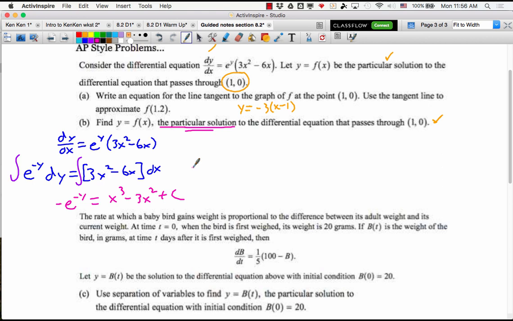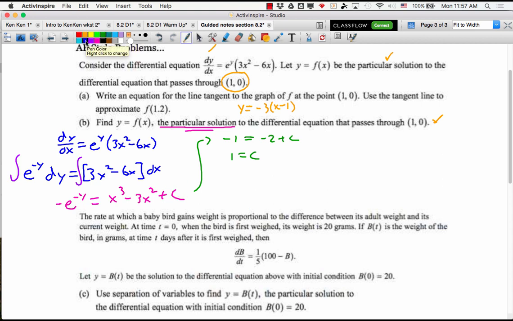Because I think we did 0, 0 last time. But if I plug in at this point, I'm going to plug in a 1 and the 0, so I'll get negative e to the 0, which is negative 1, equals, and we plug in a 1 there, and we get 1 minus 3. It's negative 2 plus c. Add 2 to both sides, and we get 1 equals c. Now I would plug in the c there, then solve for y, and you're good to go.